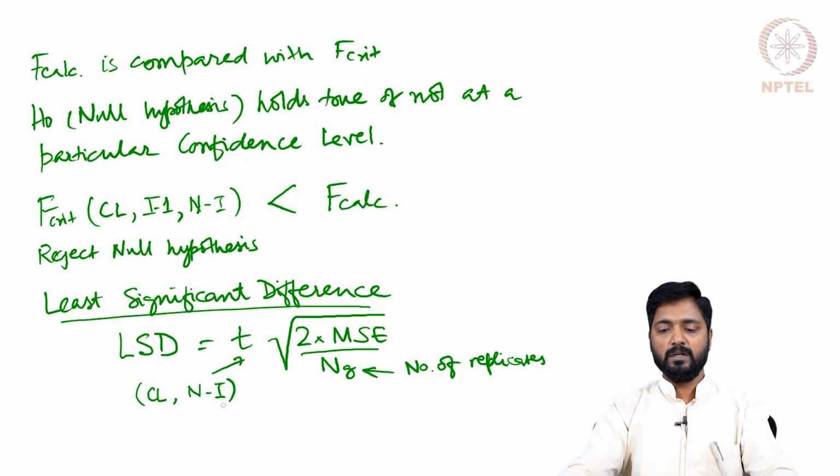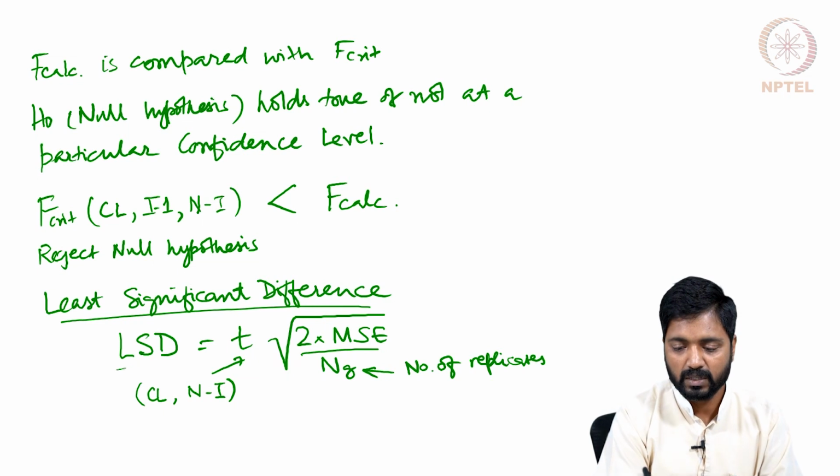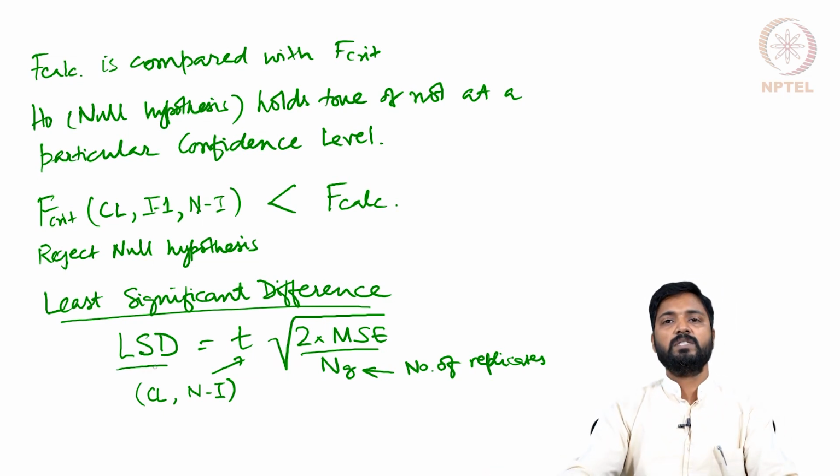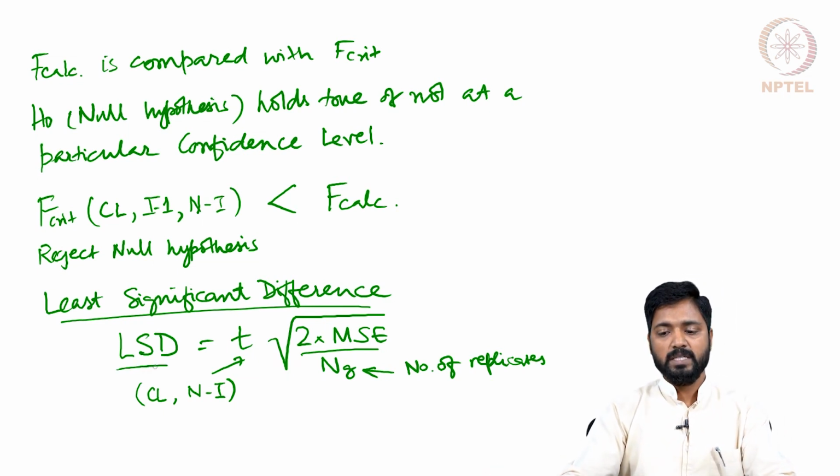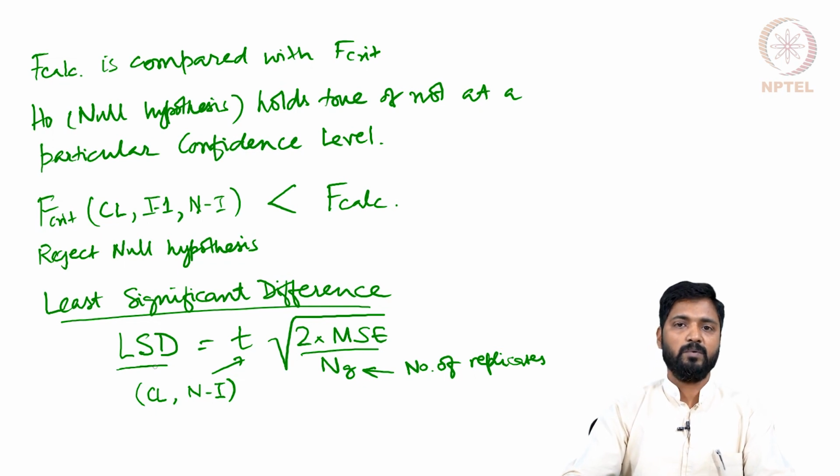So from here we calculate a value of the difference between the means which is considered to be least significant at a certain confidence level, and from here we can estimate which of the groups actually have different mean values between each other.